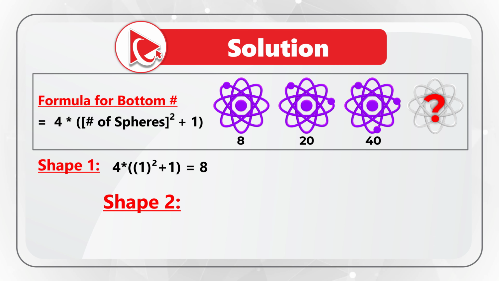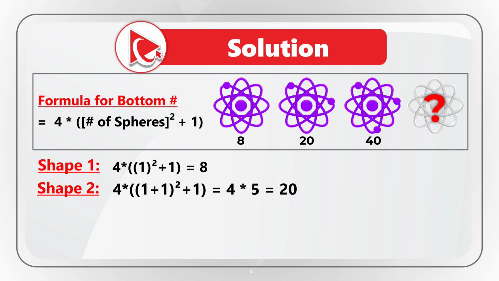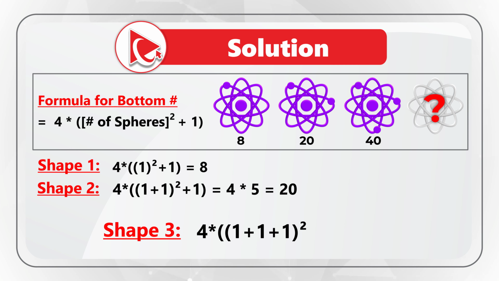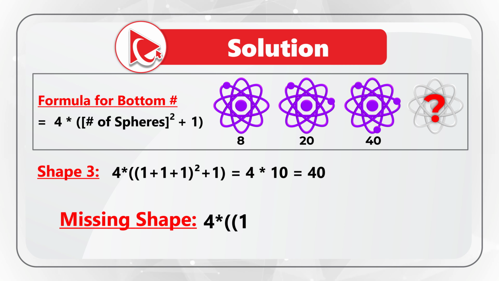For the second shape, 4 multiplied by (1 plus 1 squared), which is 2 squared, which equals 4, plus 1, equals 4 multiplied by 5 equals 20. For the third shape, we need to multiply 4 by (3 squared plus 1) equals 4 multiplied by 10 equals 40. So to calculate the bottom number for the missing shape, we need to multiply 4 by (4 squared plus 1) equals 4 multiplied by 16 plus 1, 4 multiplied by 17 equals 68.